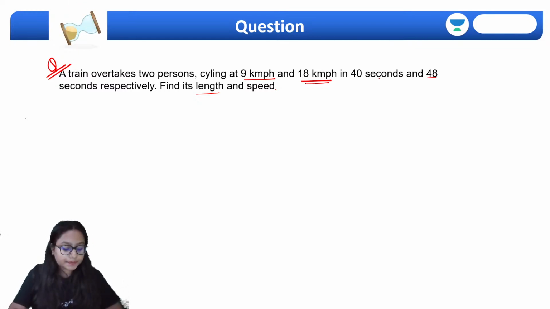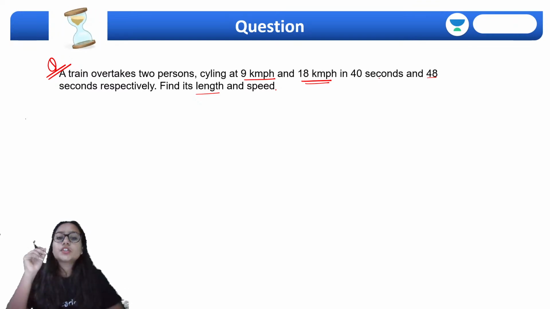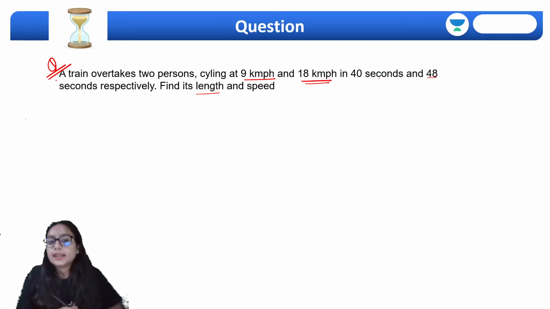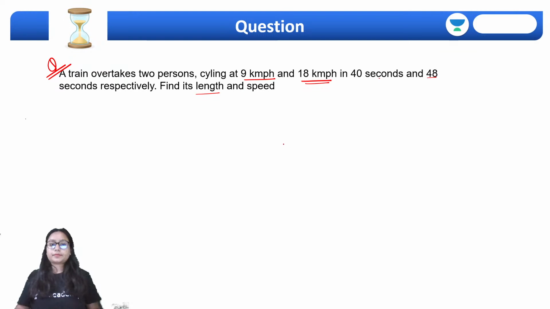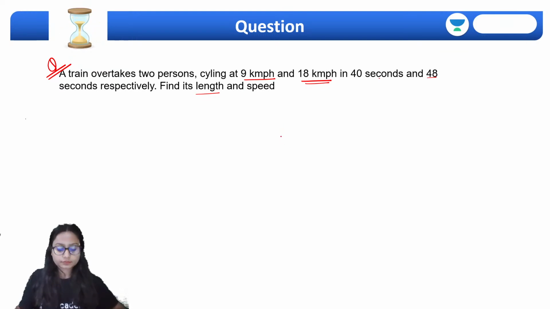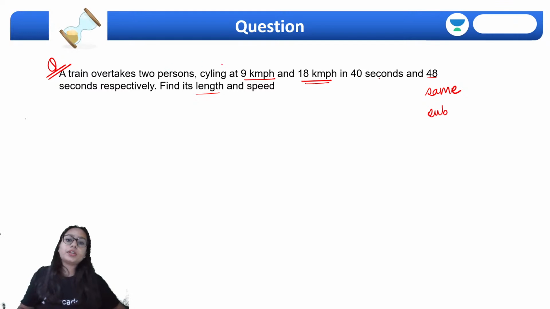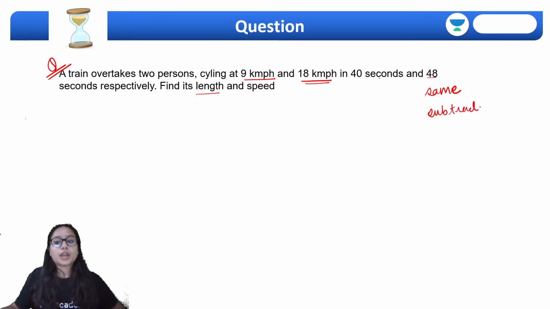Okay, please try. Yes. Any answer yet? So guys, please tell me, is the train and the cyclist, are they traveling in the same direction or the opposite direction? Think and tell. What is the direction of the train and cyclist? Yes, correct. So they are traveling in same direction. And when two objects travel in the same direction, then their speeds are subtracted. It means that the speed of train and the speed of cyclist will be subtracted.